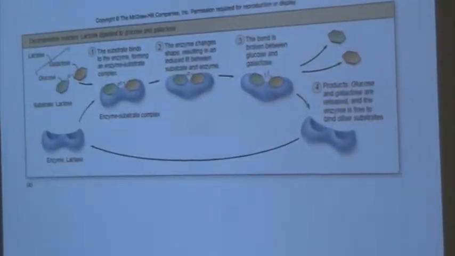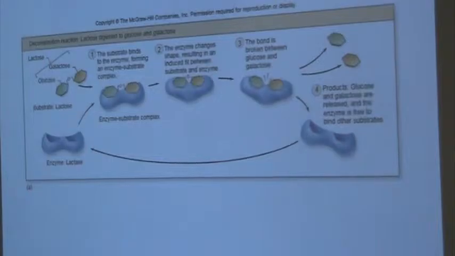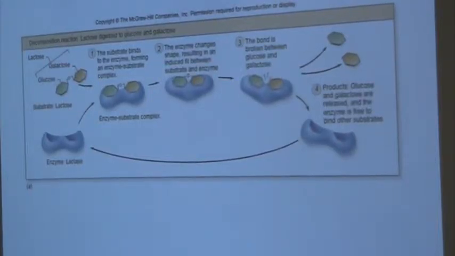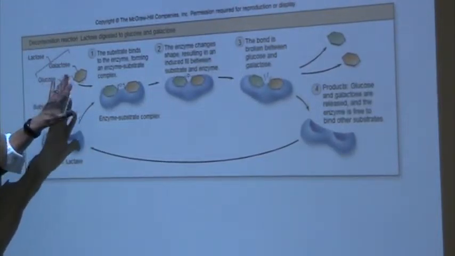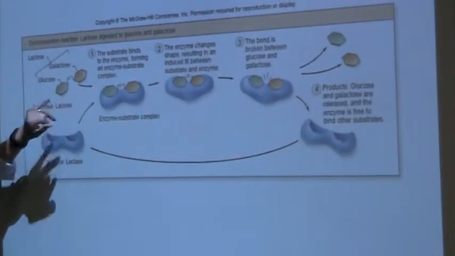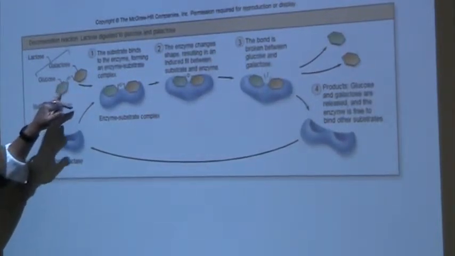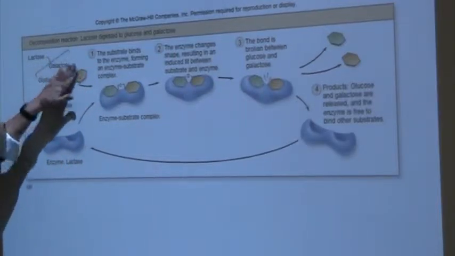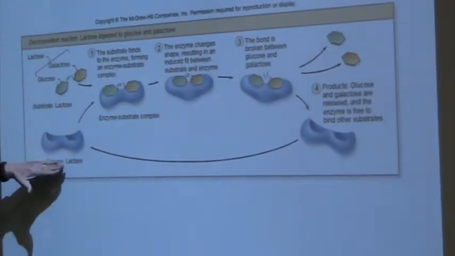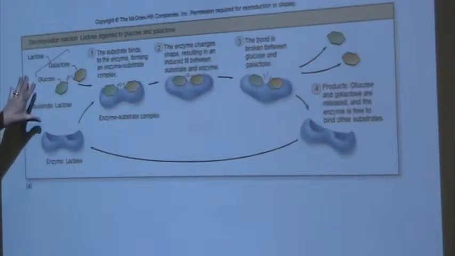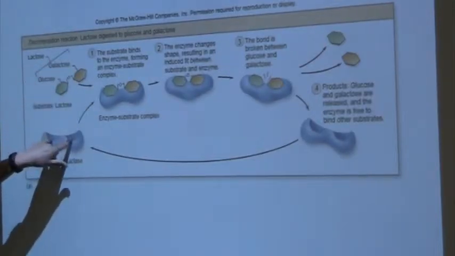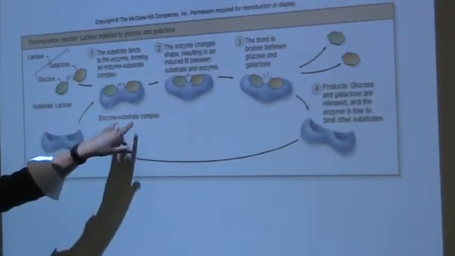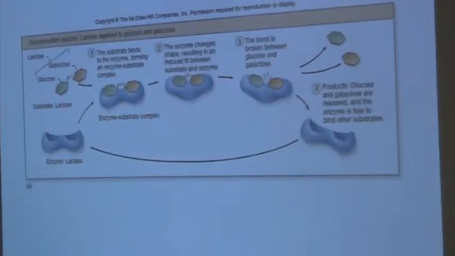You ever heard of being lactose intolerant? Well, lactose, you may know, is milk sugar, and milk sugar is a disaccharide. Lactose is composed of glucose plus another monosaccharide called galactose, together. Here's lactase. Lactose will fit nicely into the active site of lactase, and only lactase. No other enzyme can break it down.